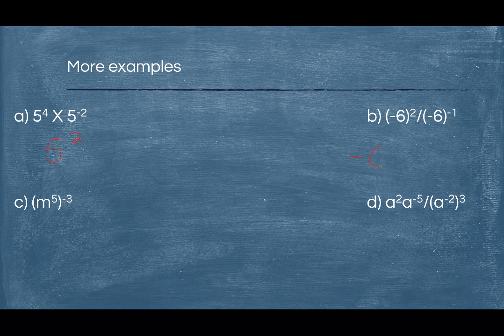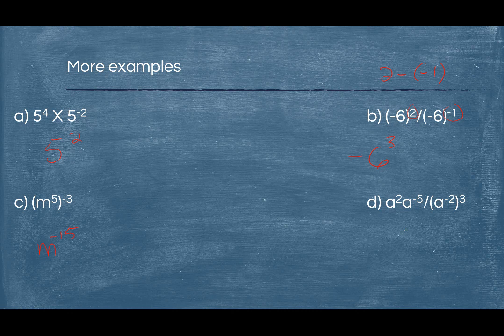Negative 6 to the power of 2 divided by negative 6 to the power of negative 1. We subtract those exponents. Now that one's going to be kind of tricky to do. That means you've got to take the 2 and subtract a negative 1, which becomes 6 to the power of 3. Down here, I've got m to the power of 5 to the power of negative 3. You multiply those exponents, and it becomes negative 15.